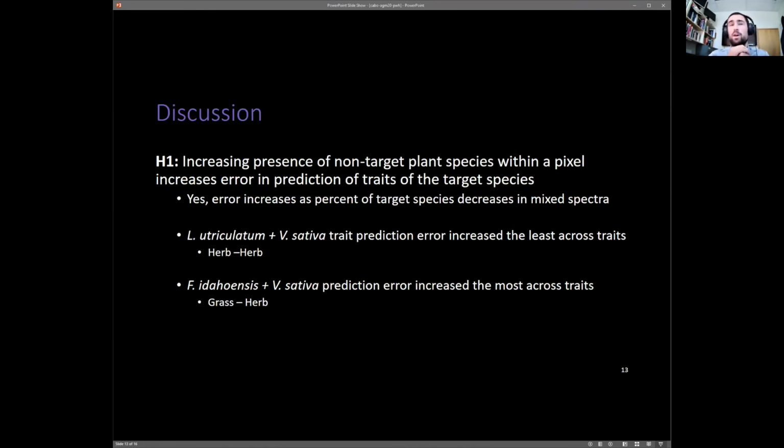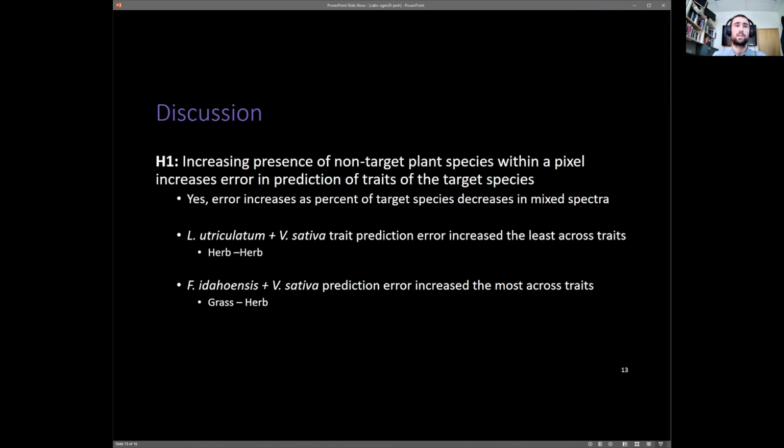So coming back to the hypotheses, an increasing presence of non-target plant species within a pixel increases error in prediction of traits of the target species. Yes, error did increase as the percent of the target species decreased in a mixed pixel or in the mixed spectra that we created. L. utriculatum and V. sativa trait prediction error increased the least across the traits, which is interesting. It's a herb-herb mix, so there could be more functional similarities there.